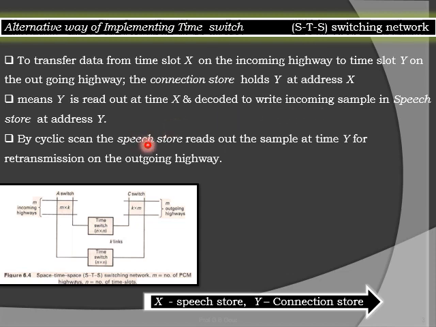So by the cyclic scan of the speech store, which reads out the sample at time Y for retransmission on the outgoing highway. This is how the connection can be done with the help of STS, as an alternative.